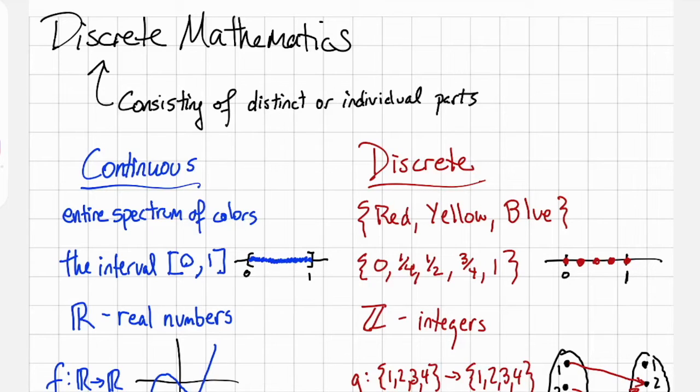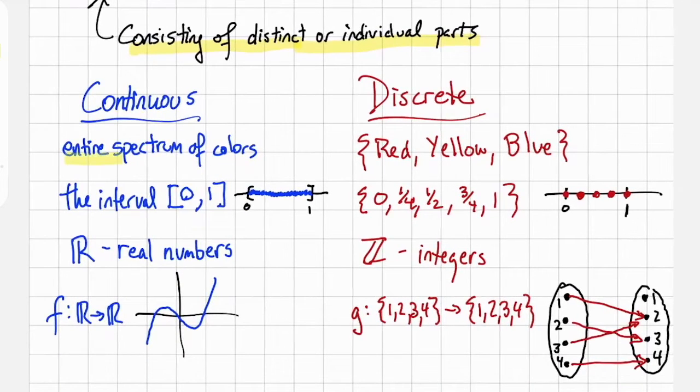What is discrete mathematics? The word discrete means consisting of distinct or individual parts. And we often think of discrete mathematics in contrast to continuous mathematics. If we're thinking about something that is continuous, we may think about an entire spectrum of colors. Looking at a rainbow, you can pick out any color along the way, while the discrete version would be a set consisting of three colors: red, yellow, and blue. They're distinct, they're individual, it's not part of a spectrum.